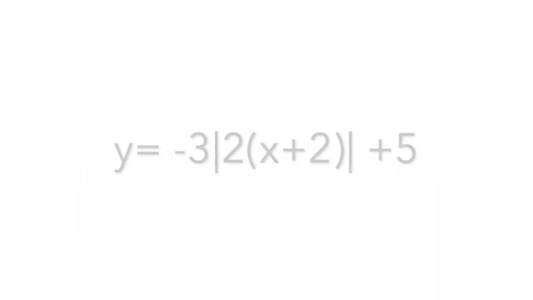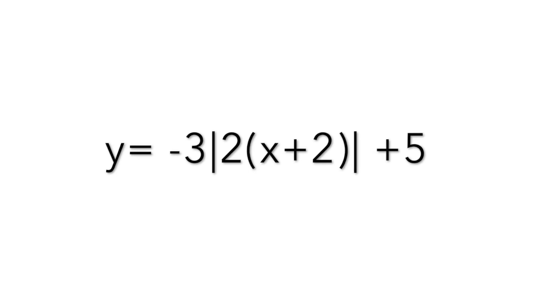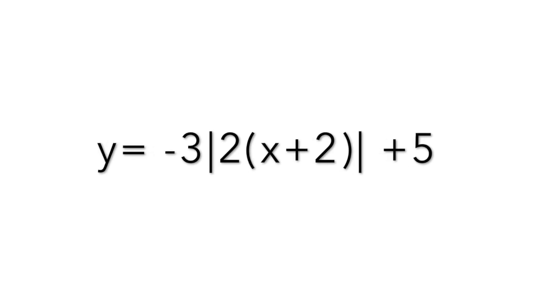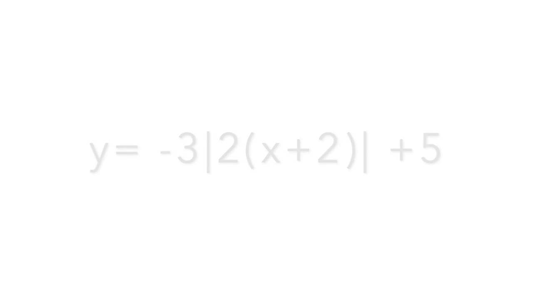Hello, and today I am going to show you how various transformations can be applied to basic functions. The function we are working with today is the absolute value function. We will be graphing y equals -3 | 2(x + 2) | + 5.